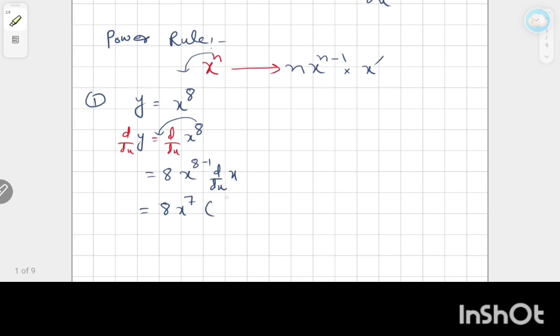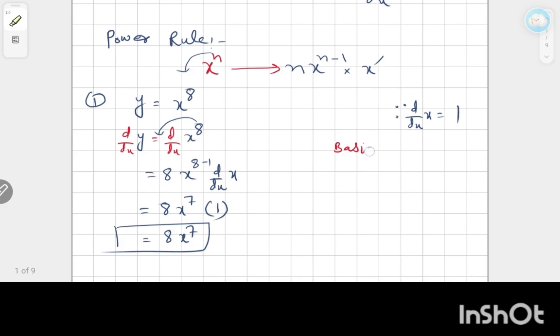What is the derivative of x? Remember, the derivative of x is always 1. So its derivative will be 1, and here we get 8x power 7, which we can solve by simplification.